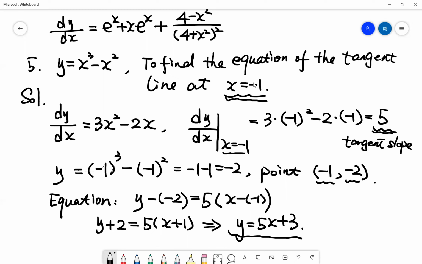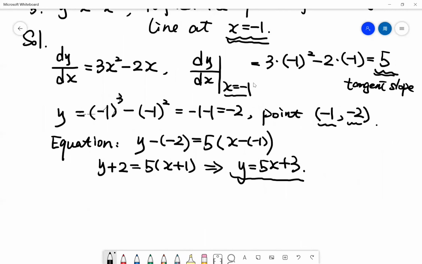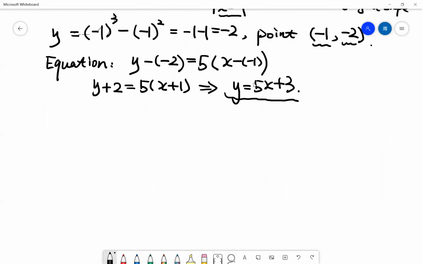Okay, so here are the solutions for the homework, 5 questions. Do you have any questions for the homework or the solution? No, teacher. Okay, so here I will give you one more question.